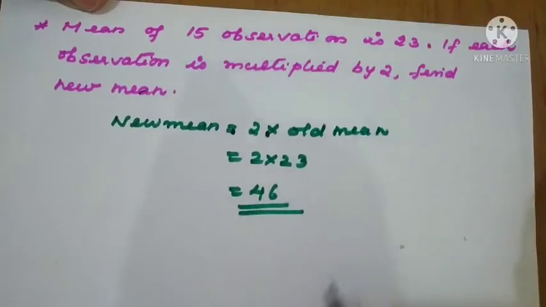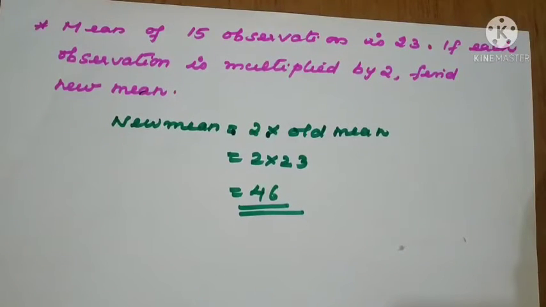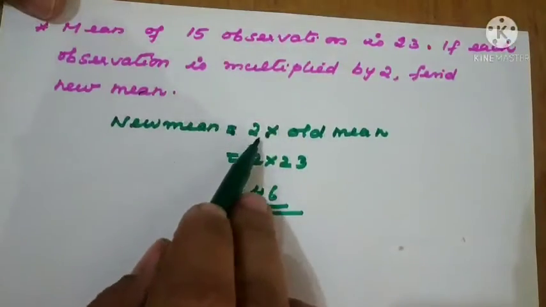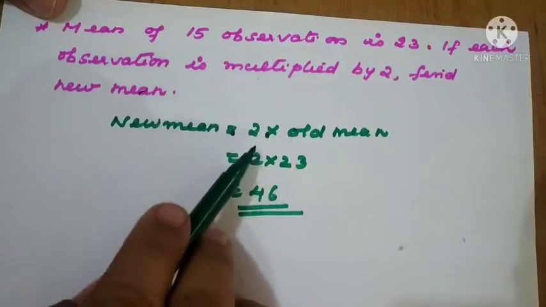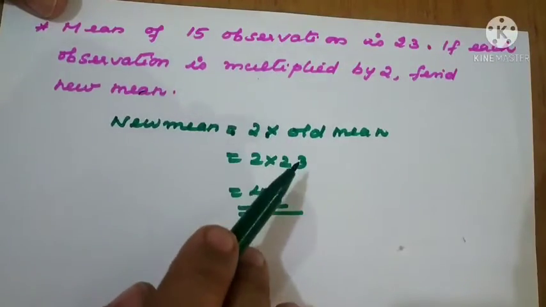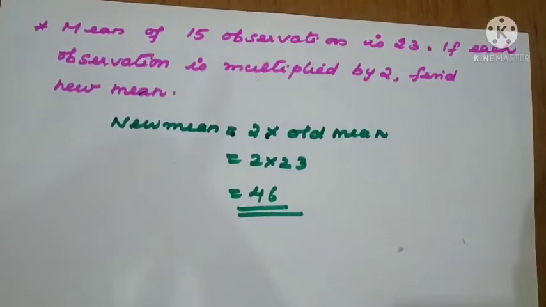When we are doing addition, we should add 2 to the mean. When we are doing subtraction, we should subtract the 2 from the mean. And when we are dividing, the same rule is applicable to the old mean. Here it is multiplied, so we are multiplying. If addition is given, addition should be done. Subtraction is given, subtraction should be done, and division also the same rule only.